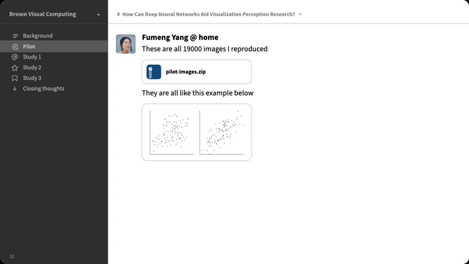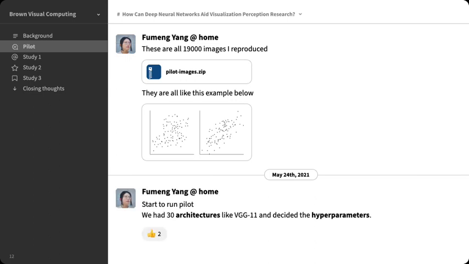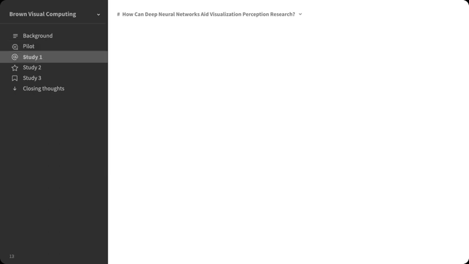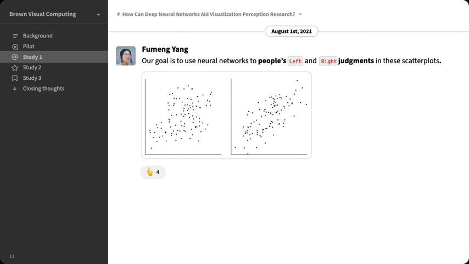The first thing I did was to grab the dataset from the 2015 project and reproduce all the visualization images. The purpose was to decide which architectures we were going to use and the values of all hyperparameters. More formally, the goal of our study 1 was to predict people's left and right judgments for which one shows a more correlated dataset between the two scatter plots.